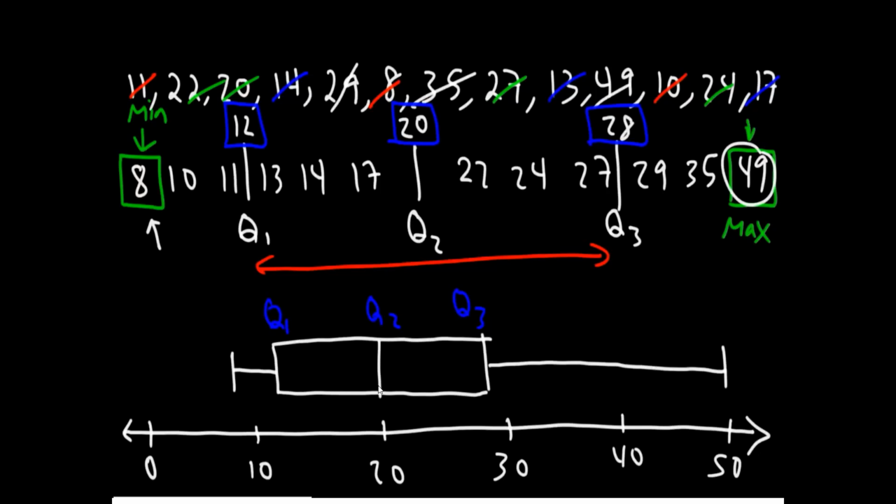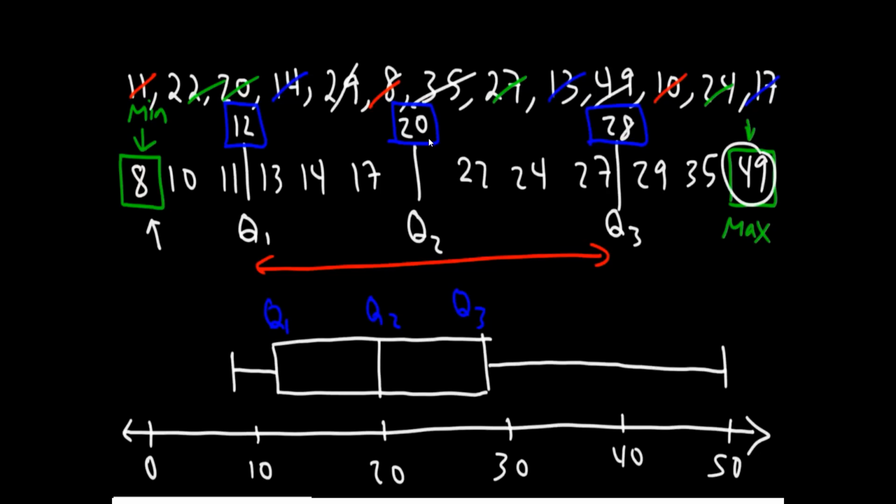And all it means is that's the median of my whole data set. Now I'm going to take all the data from my median to my max and find the median of that data. So from 20 to 49, and that happens to be 28. I'm going to draw another vertical line right at 28.